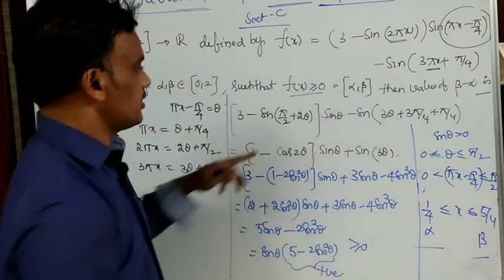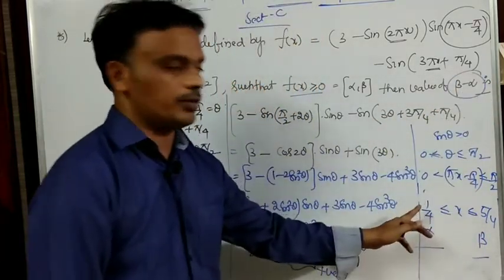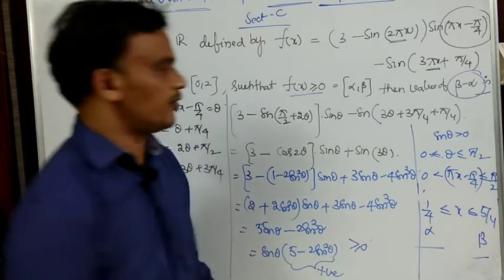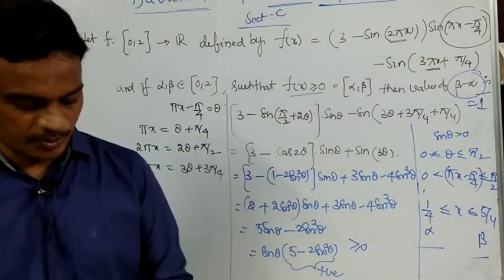So finally what they ask? Beta minus alpha. So 5 by 4 minus 1 by 4, which is 4 by 4, whose value is 1. Yes, that is the integral part of the problem.